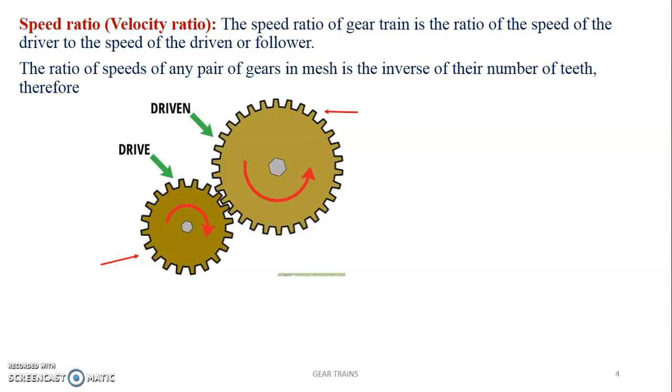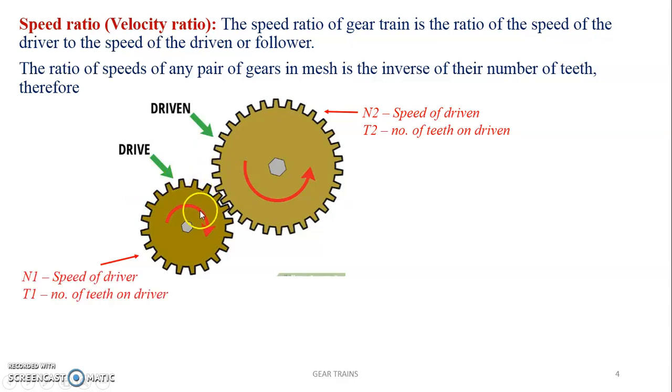Now, another definition we have to understand is speed ratio, also sometimes known as velocity ratio. The speed ratio of a gear train is the ratio of the speed of the driver to the speed of the driven or follower. In any gear combination, the first gear where the power is given is known as the driver, and then there is one more gear that is the driven. Let us assume this gear is the driver and this gear is the driven.